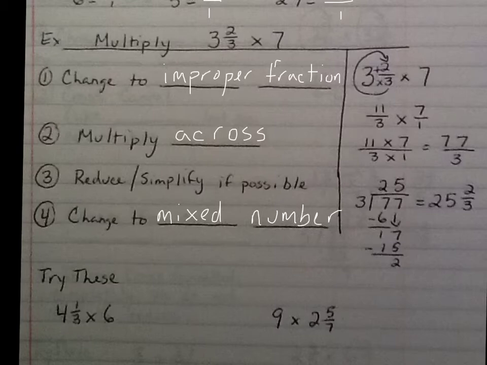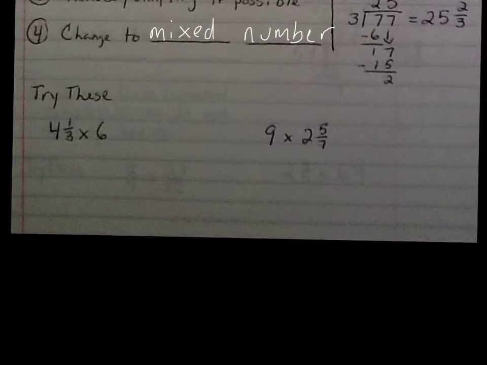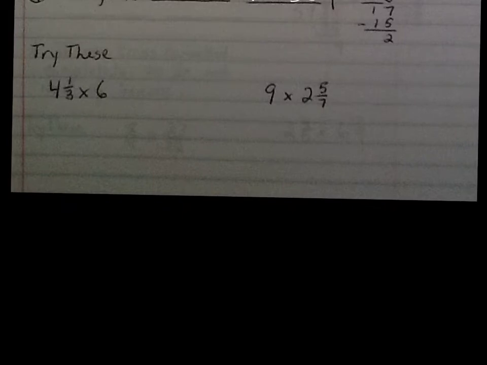All right, so those are the steps. Okay, it's the same steps as before. Change to improper fractions, multiply across, reduce or simplify if you can, change to a mixed number. All right, so go ahead and try these really quick and see if you can get them before me. All right, so here we go.